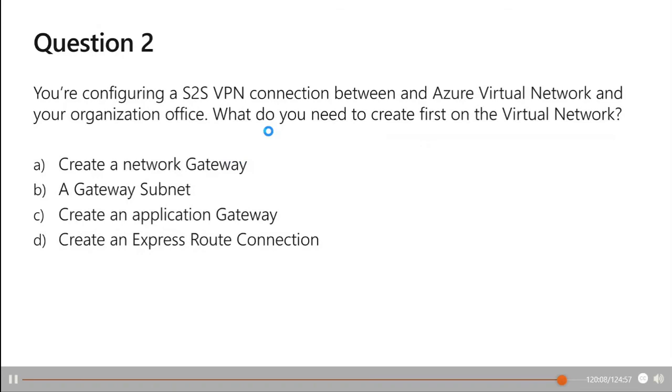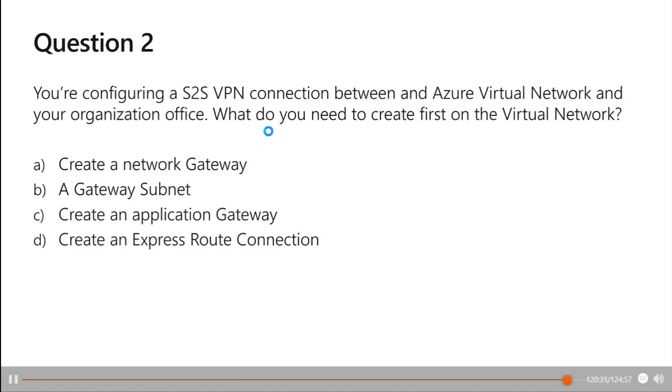So the second question is about, I'm configuring a site-to-site VPN connection between Azure Virtual Network and my organizational office. What do I need to create first on the VNet? So basically, I'm establishing a VPN connection. What is the first thing that I need to do in my VNet? Create a network gateway, create the gateway subnet, an application gateway, or an express route connection.